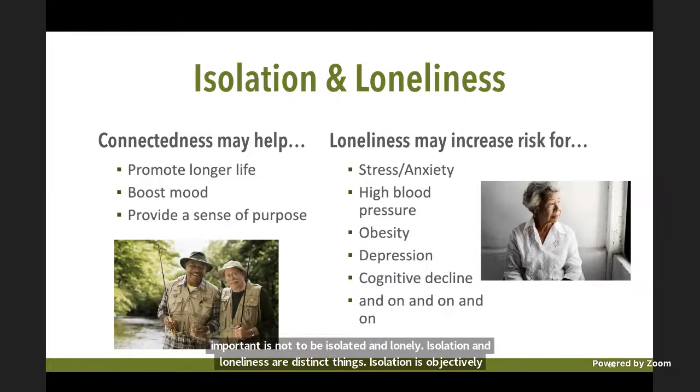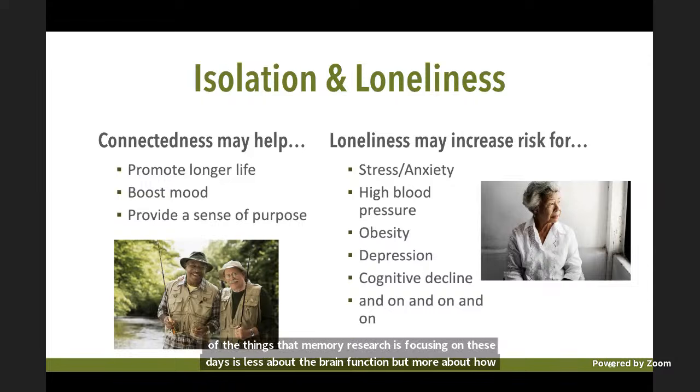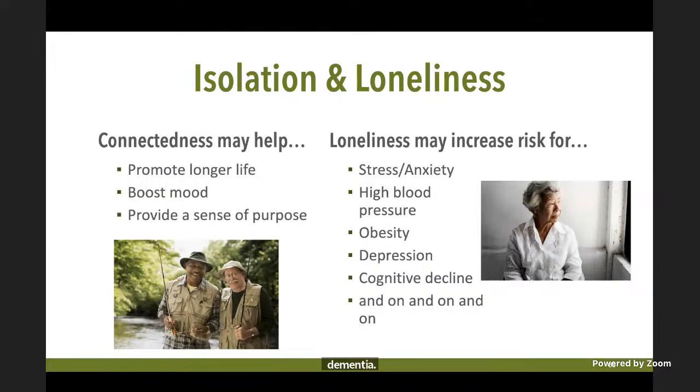And it's interesting because one of the things that memory research is focusing on these days is less about the brain function, but more about how things like stress, anxiety, and depression can affect our memory and cause symptoms similar to certain types of dementia. There have been studies that show older adults complain about memory problems and say memory is affecting their lives, but really, when they're put to an objective cognitive skills test or other objective testing to look for cognitive decline, the evidence isn't there.